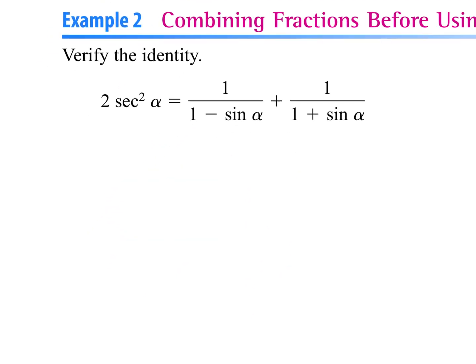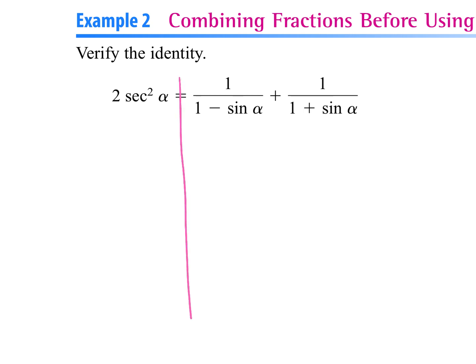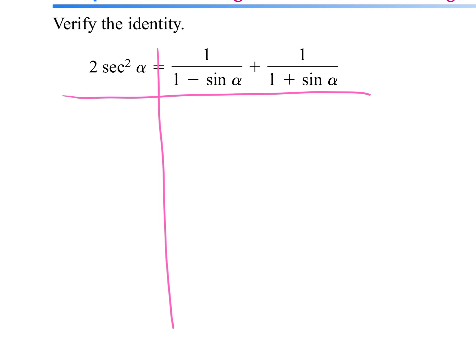All right, so let's look at example 2. I'm going to put a wall down the middle because I can't go from one side to the other. Which side do you want to work with first? The right side. So we see on the right side we have 2 fractions. My goal is to get 2 secant squared. So I know that I'm going to have to combine these into one term. Theta is the same thing as alpha, it's just a different symbol. Sometimes you'll see theta, alpha, or x, same thing.